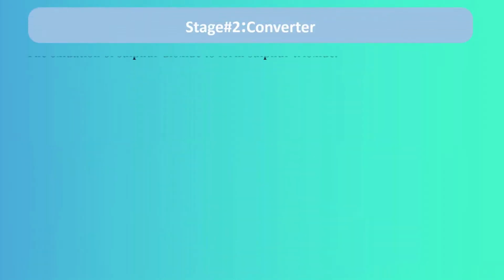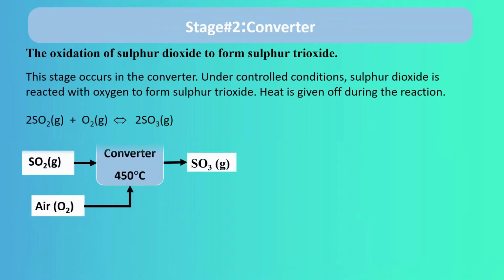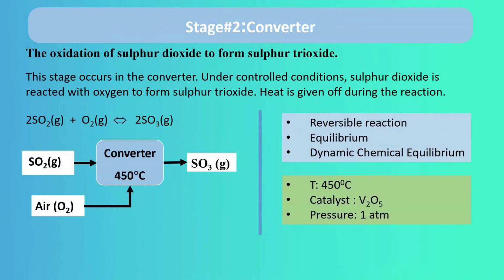Detail about stage 2, that is the converter. The oxidation of sulfur dioxide to sulfur trioxide. In this case, this reaction is reversible, reaching dynamic chemical equilibrium. The temperature is 450 degrees, the catalyst is vanadium(V) oxide and the pressure is 1 atm.